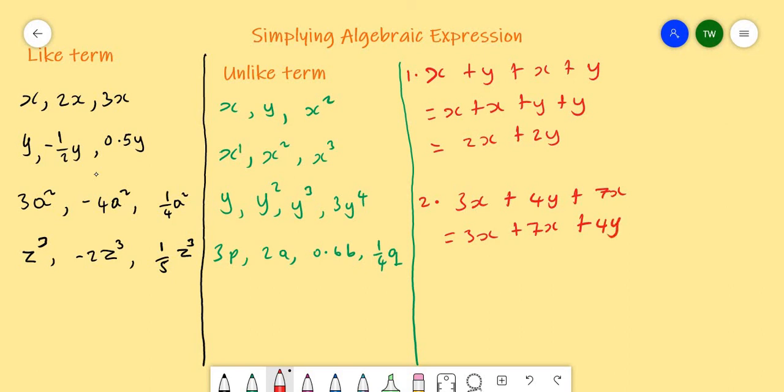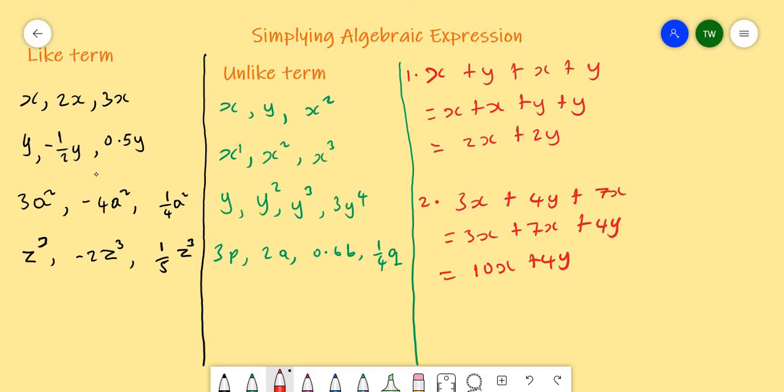Then we combine the like terms. So if we combine the like terms, we have 3x's plus 7x's. So that is going to give us 10x's plus our 4y. At this stage, it cannot be combined any further. Reason being, they are unlike terms. So we cannot combine them to give us one term. So we leave our answer as is.